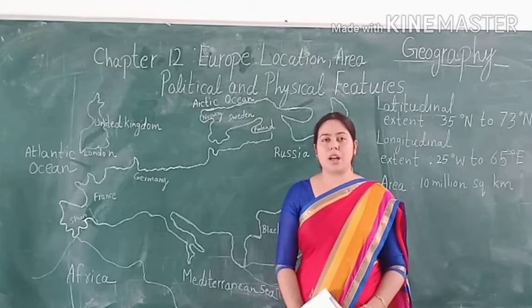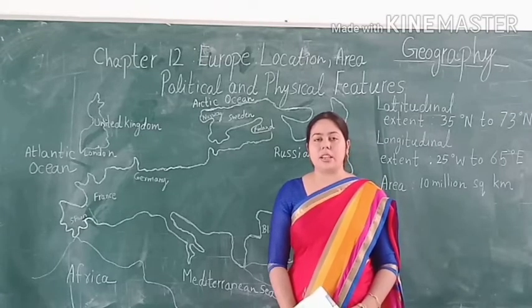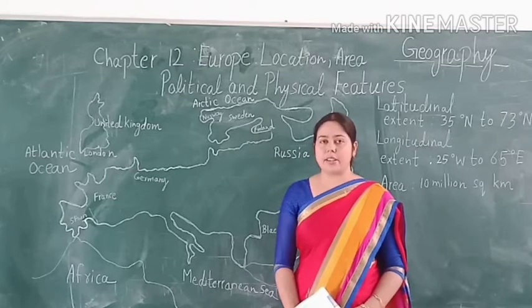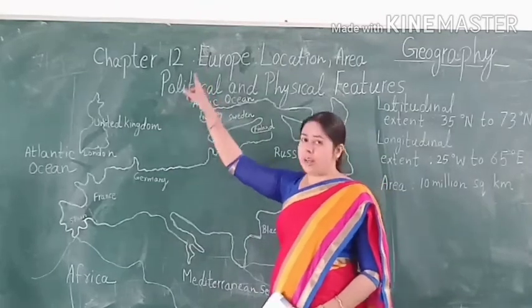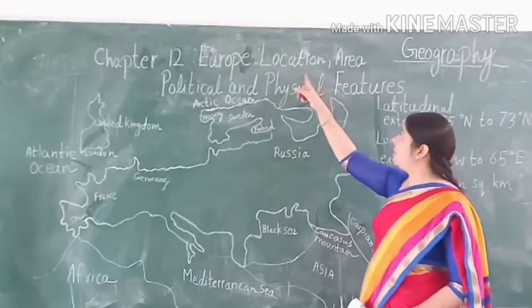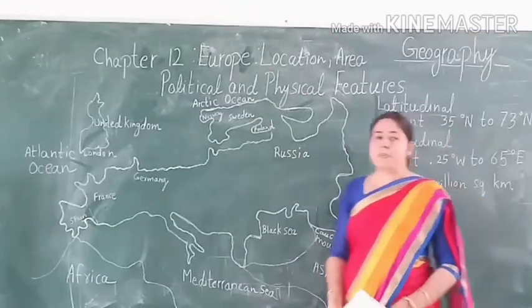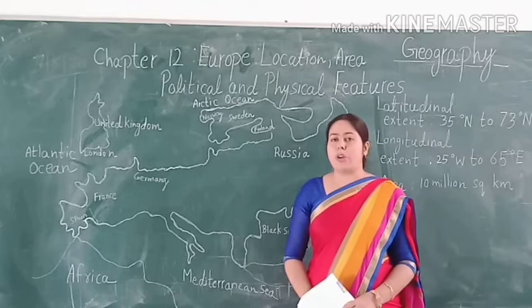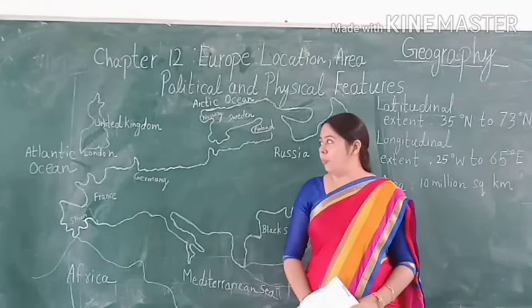Students, you know that your half-yearly syllabus has been completed and your revision work has also been completed. So today I am going to start your final syllabus. In the final exam, your first chapter is Chapter 12, Europe: location, area, political and physical features. In this chapter, we will discuss the location and the political and physical features of Europe.